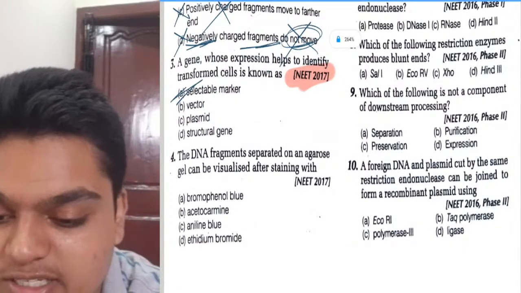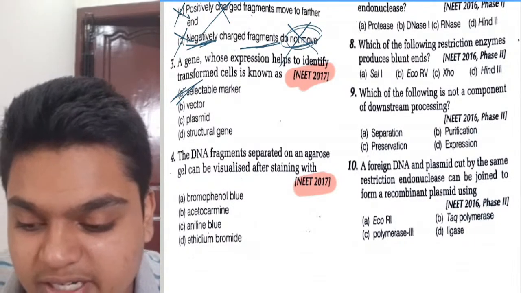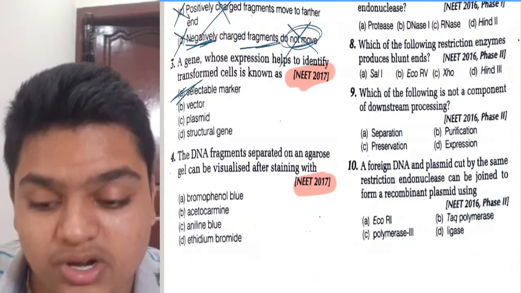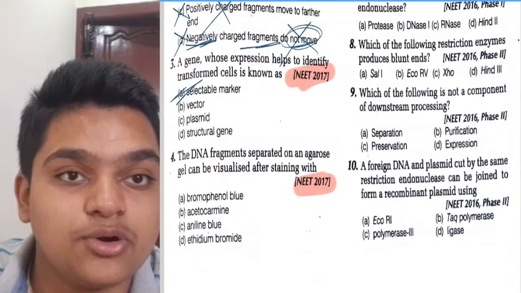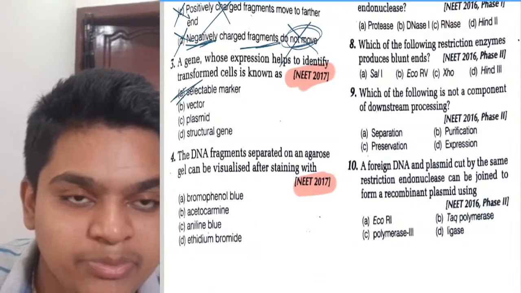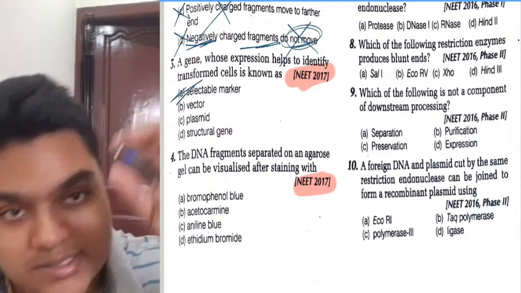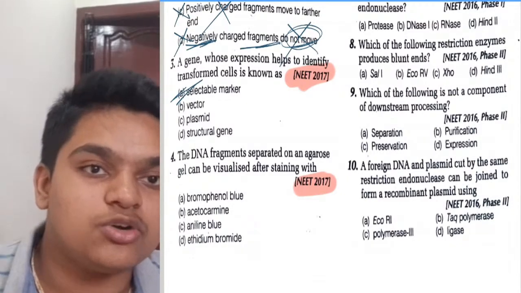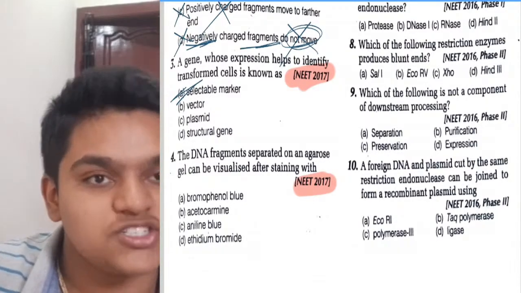Just keep moving ahead. Now this is the fourth question that has appeared in NEET 2017, the fourth question for the day. The DNA fragments separated on agarose gel can be visualized after staining with. I have already told you that the DNA fragments after separation cannot be seen. In order to see them, you have to put something so that it gives some color. Then you are able to view it. So that something is very important, and that something is your question.